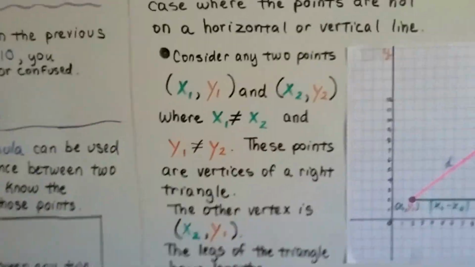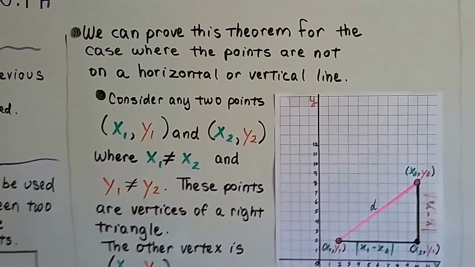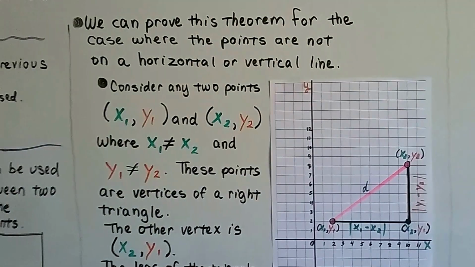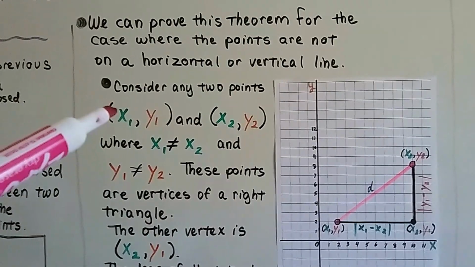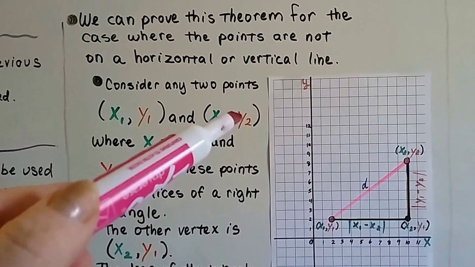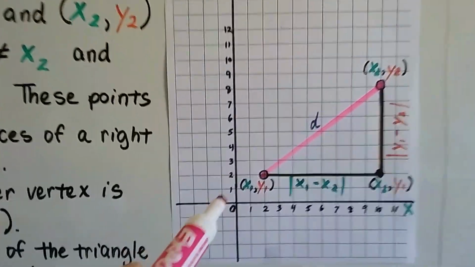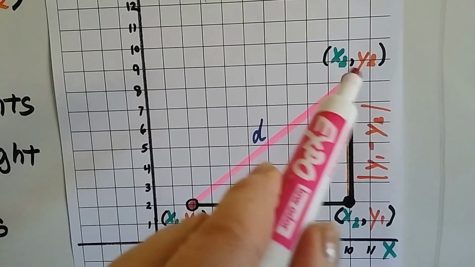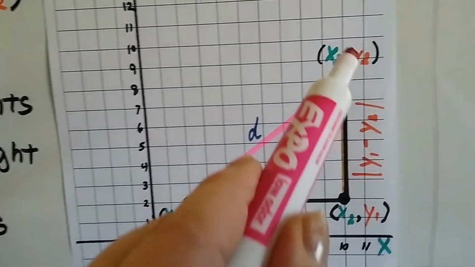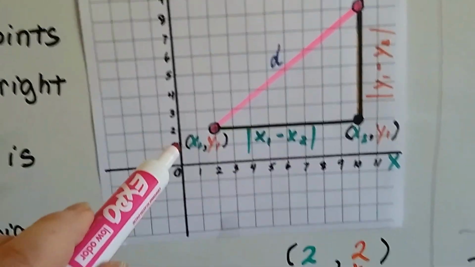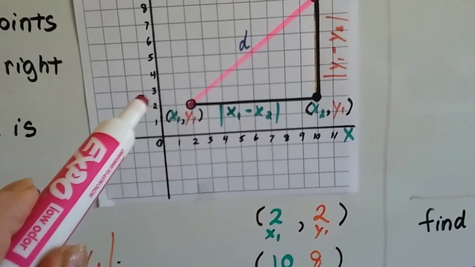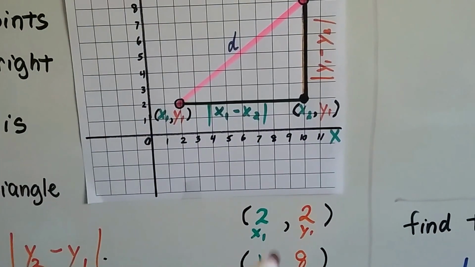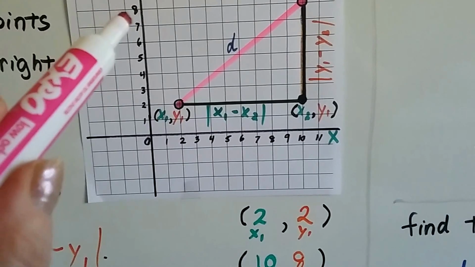So we can prove this theorem for the case where the points are not on a horizontal or vertical line. So our points are going to be this pink line right here, this D. We consider any 2 points. We've got x sub 1 and y sub 1, and x sub 2 and y sub 2. So if you look, here's the first x and the first y. Here's the second x and the second y. That's for the first point, and that's for the second point. So this one is on a 2 and a 2. 2 for x, 2 for y. This one is at a 10 for x and an 8 for y.